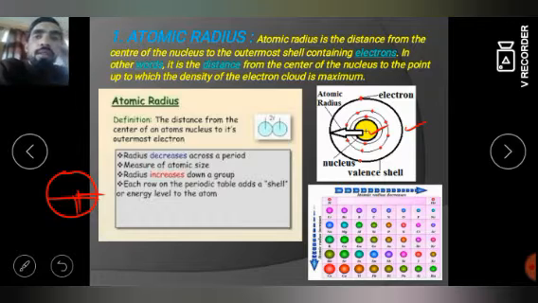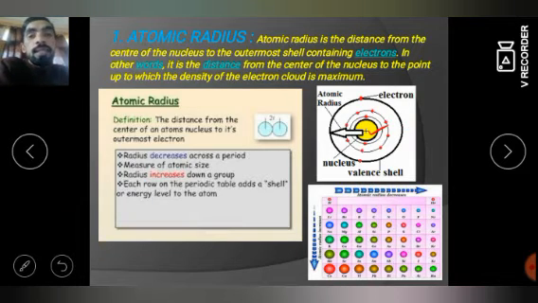You have drawn the circle so many times in mathematics, so it is the same, as it is assumed that the structure of the atom is spherical, the center is the nucleus, and the outermost shell gives the radius. Okay, so this is called atomic radius. Basically it is the distance from the center of the nucleus to the outermost shell containing electrons. In other words, it is the distance from the center of the nucleus to the point up to which the density of the electron cloud is maximum.